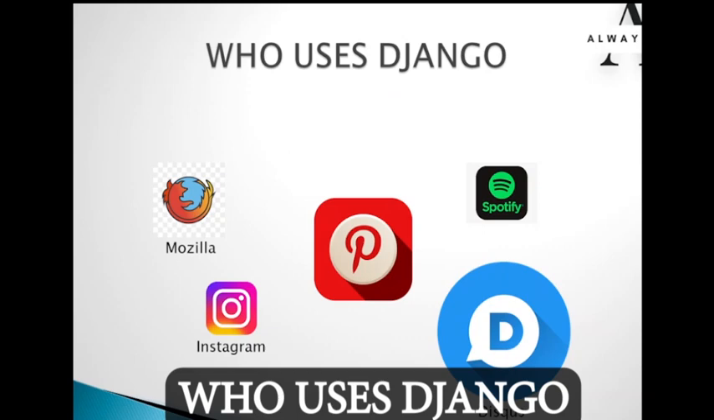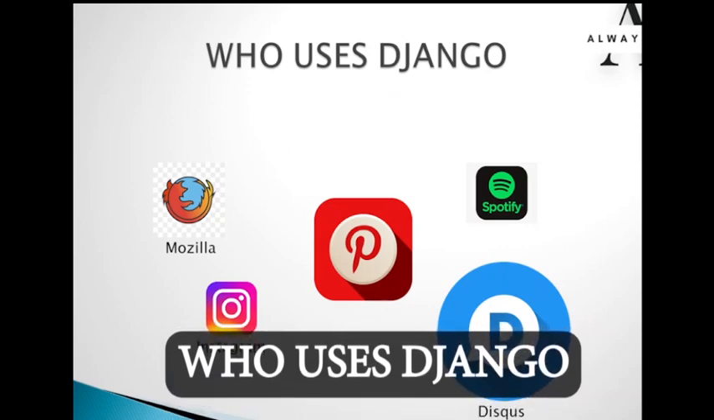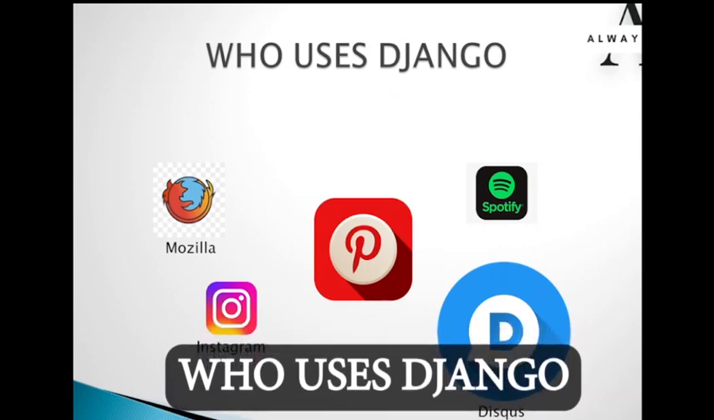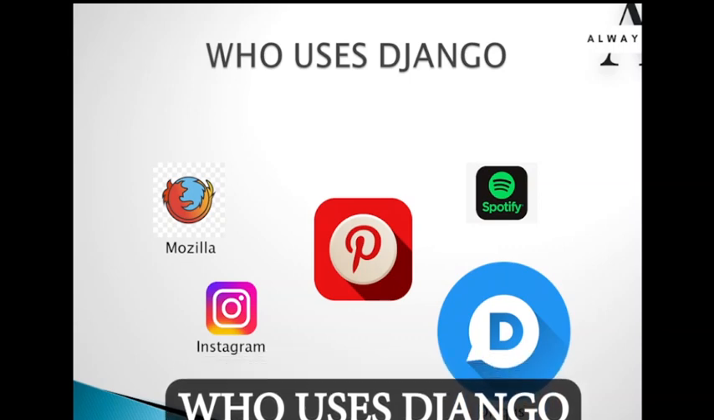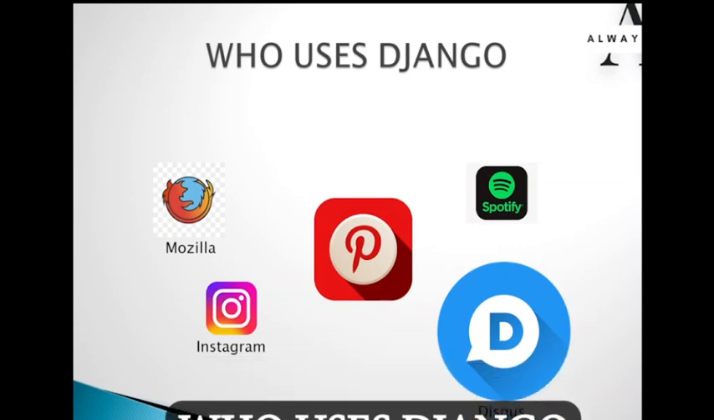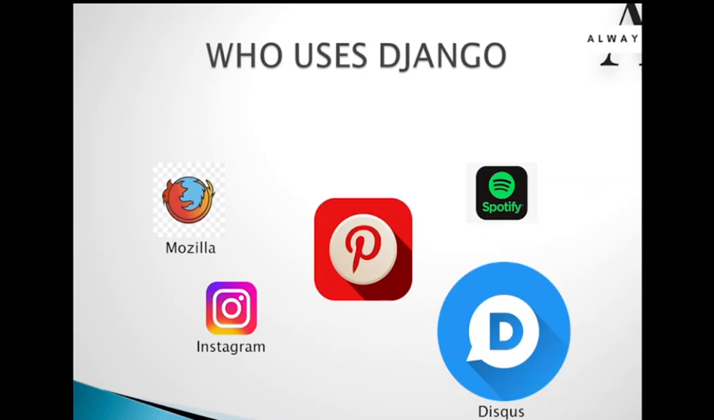So who uses Django? Obviously, many applications use Django, many web applications, many companies use Django. The popular ones we have here are Mozilla, the second one is Instagram, we have Pinterest, we have Spotify, we have Discourse, right? We have National Geographic. National Geographic also uses Django. So if these companies, these big industries use Django, it means Django is worth learning, right?